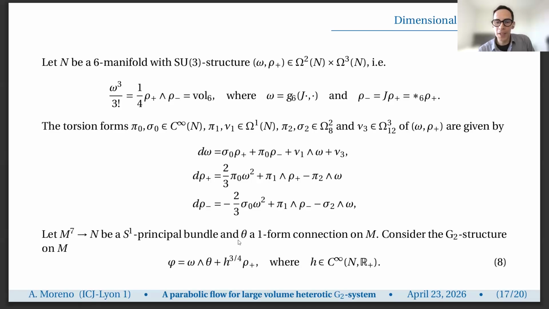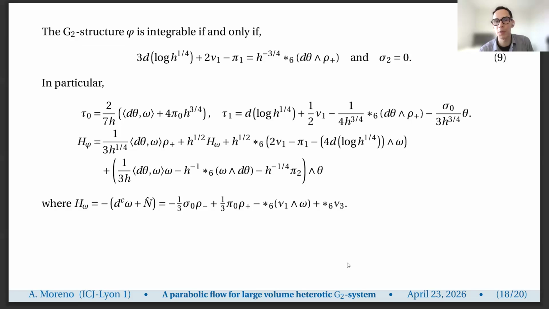In particular, if you have this ansatz for a G2 structure, which is the most general S1 invariant G2 structure, giving us a 3-form in the total space of an S1 bundle over a 6-manifold with SU3 structure, you can ask what the integrability condition is for this S1 invariant G2 structure in terms of the connection one form, the torsion of the SU3 structure, and the function.